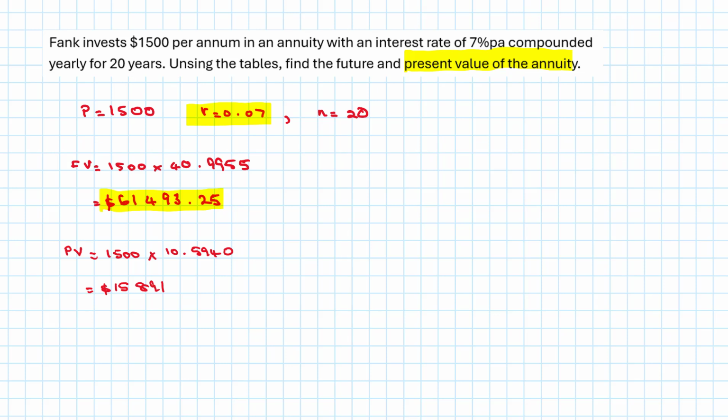Now, if this was not a table problem and we already had the future value and we wanted to know what would be the present value, then I can go back to my compound interest formula. Future value equals present value times 1.07 to the power of 20. I know what my future value is. My future value that I'm interested in is $61,493.25.